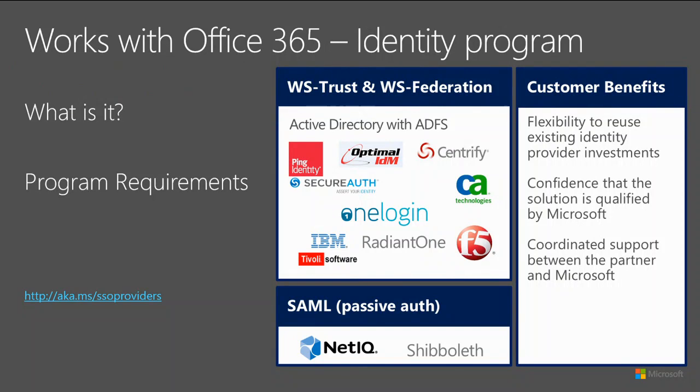What is it? It's a program where we do verification and testing along with the third parties providing this federation interoperability. So you're seeing companies using Ping, Optimal, Centrify, CA Technologies, IBM, RadiantOne, Tivoli. These are all examples of customers that have the ability for Active Directory with ADFS using WS-Trust and WS-Federation. We also have passive auth support for SAML through NetIQ and Shibboleth. I know that some of these partners are here today. You can talk to them about that as well in the hall downstairs.